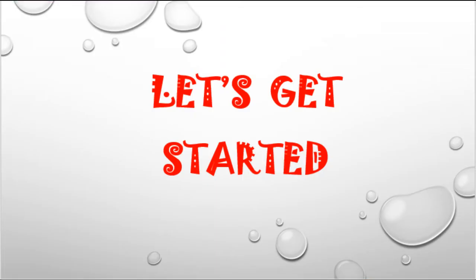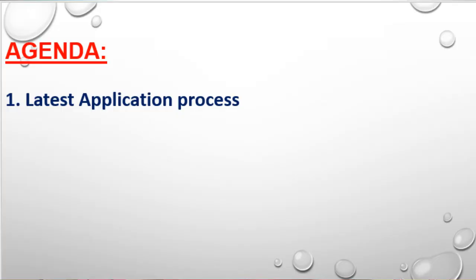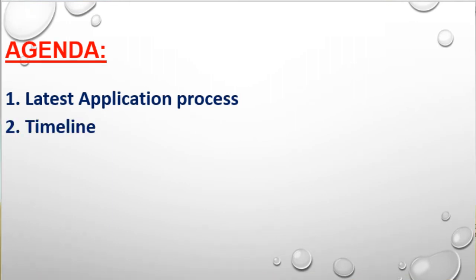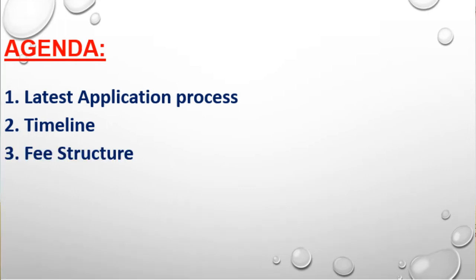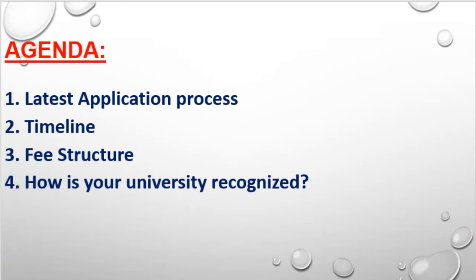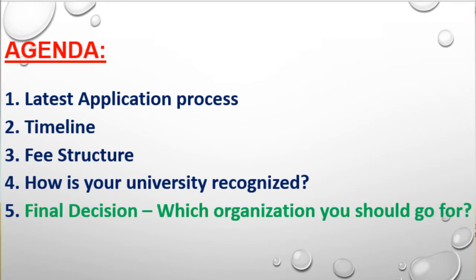Let's get started. Let me give you a brief idea of what we will be talking about today, so that you know the major points that we will be discussing and which will be helpful for you to decide the organization for yourself. The first point will be the latest application process for each of the organizations, WES, CES and IQAS. Second, we will talk about timelines, specifically due to the COVID situation in 2020, for each organization. Third, we will look at the fee structure. Fourth, we will talk about how your university is recognized by these organizations. Fifth, and the most important, which will help you take the final decision, is how you will decide which organization you should go ahead with.